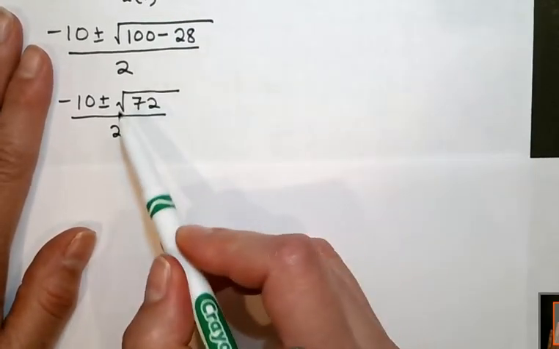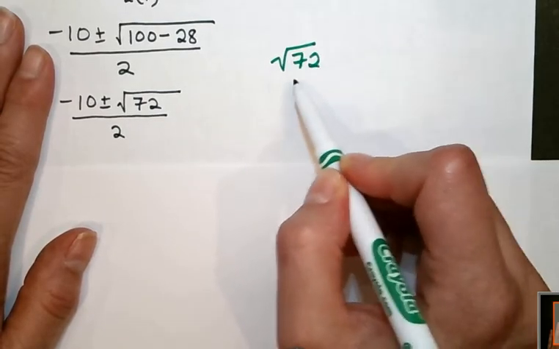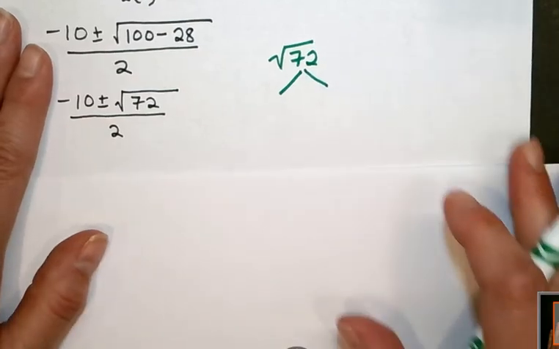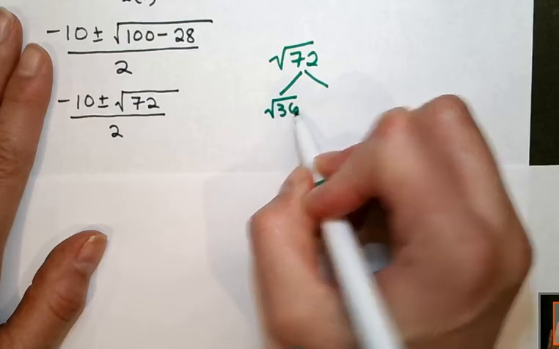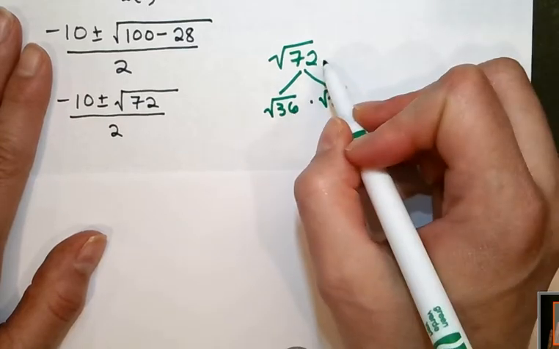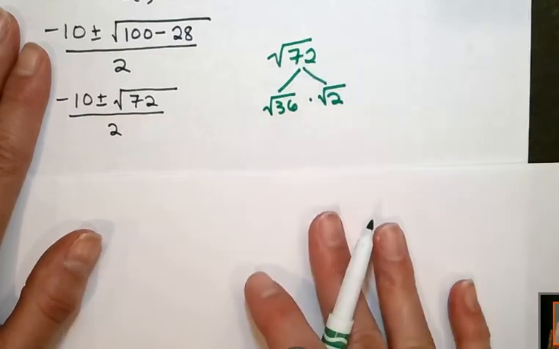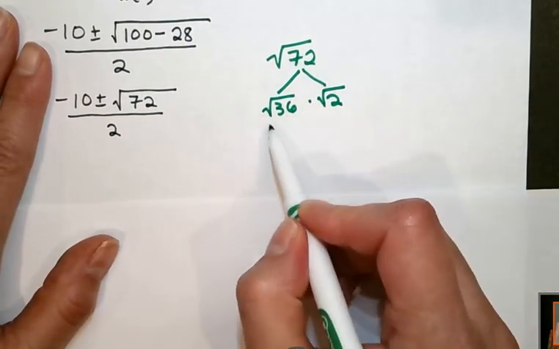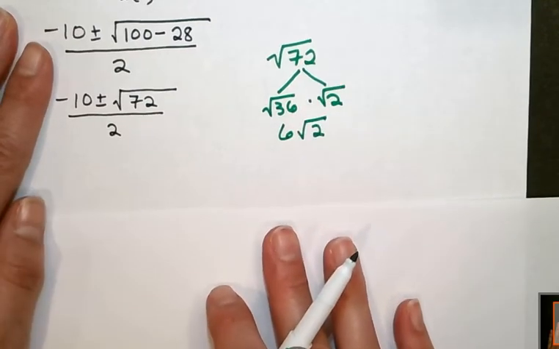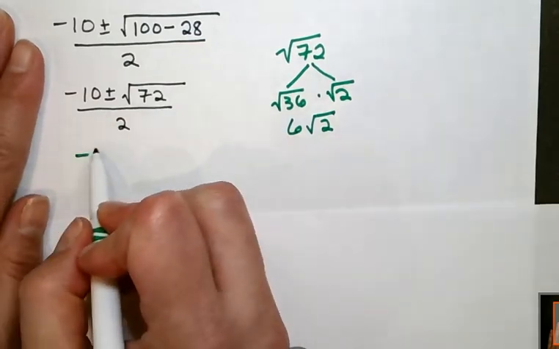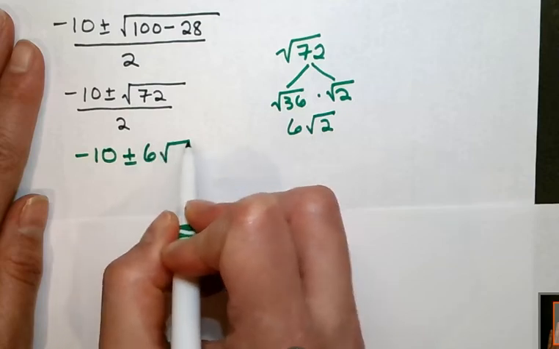We need to continue on and simplify the square root of 72. So I like to think of perfect squares that can divide into this. And I happen to know that the square root of 36 times the square root of 2 is going to give me the square root of 72 because 36 times 2 is 72. Now, 36 is a perfect square. So when I square root it, I get 6. And then the root 2 comes down with it.